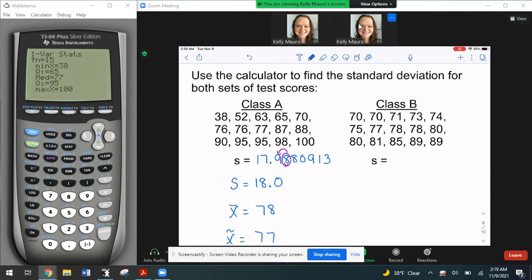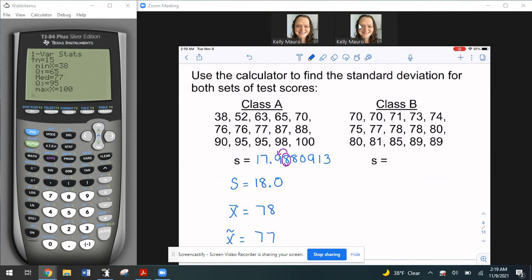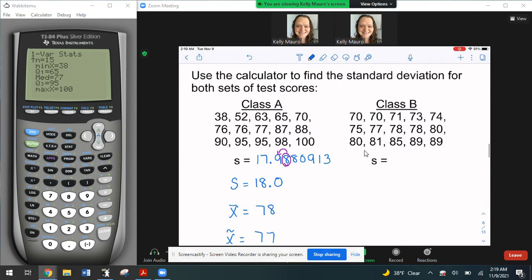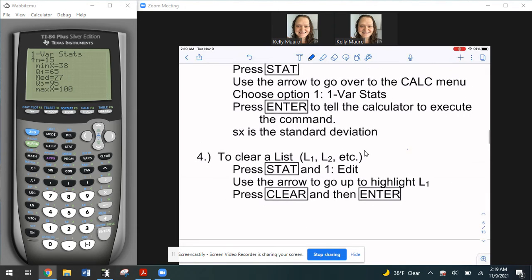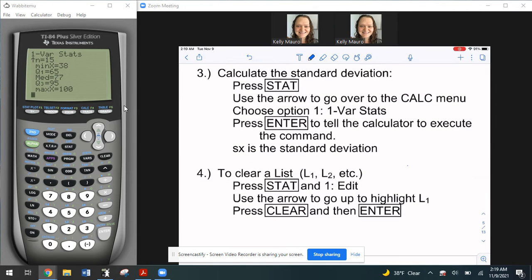All right, so let's go through how to find the standard deviation for Class B. Hoping you've given it a try already, but in case you haven't, here's what we do. So the first thing I need to point out is how to clear out a list. So see step 4 here. Step 4 is to get rid of a data set that you've already typed in so that you can start fresh. You could clear the entire memory, or you can just press the stat button. So stat again is right here.